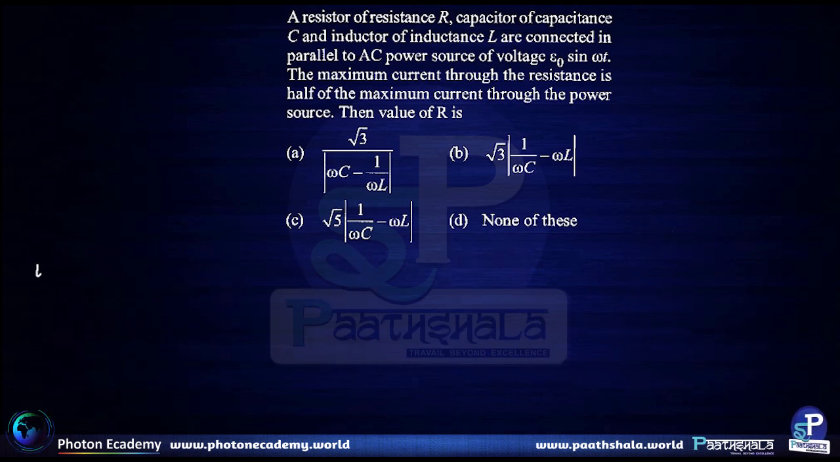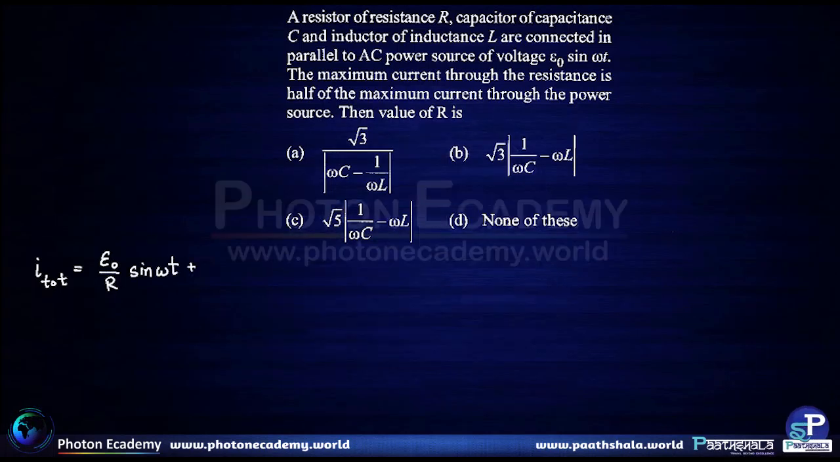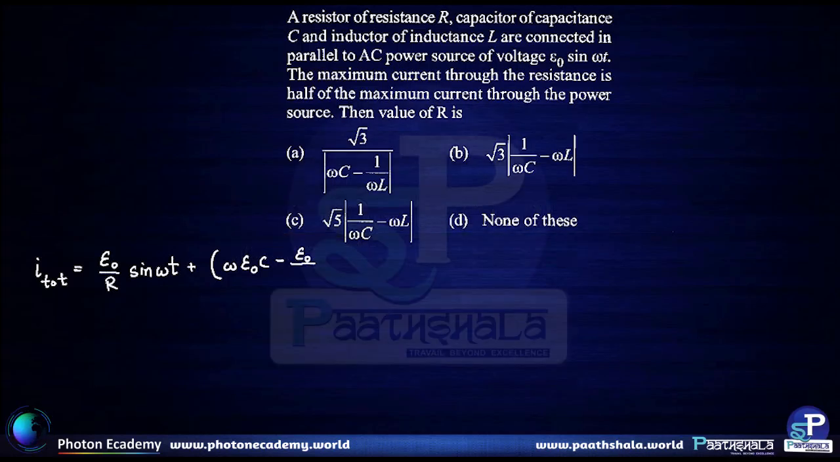So now we can calculate total current from all these values. So I total is equal to epsilon naught by R sine omega t plus omega epsilon naught C minus epsilon naught by omega L, the whole thing multiplied by cos omega t.